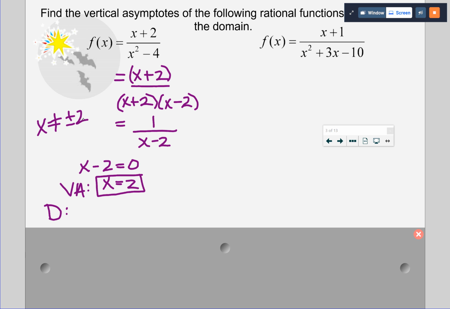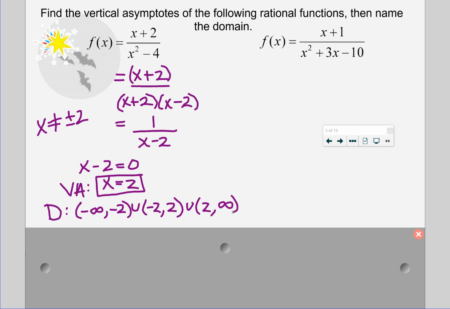So now we want to put that domain in interval notation. So think about a whole number line, all real numbers graphed, except we have an open circle at negative 2 and positive 2. So it's going to break my number line into 3 different groups. And those groups are negative infinity to negative 2, negative 2 to 2, and 2 to infinity.